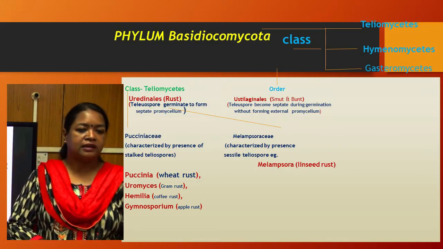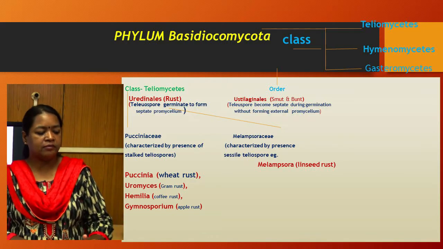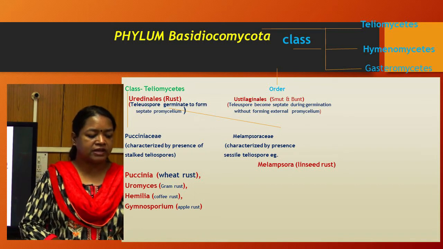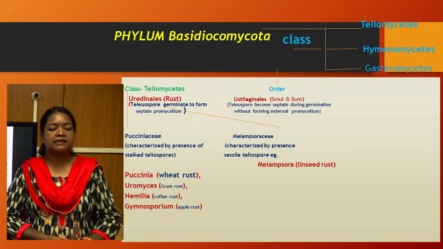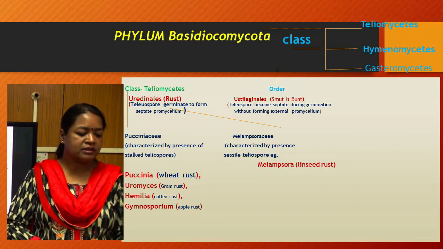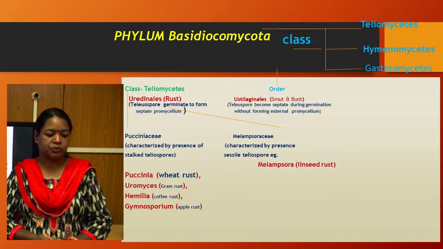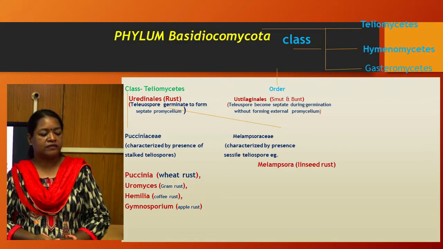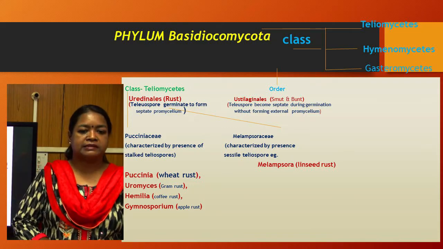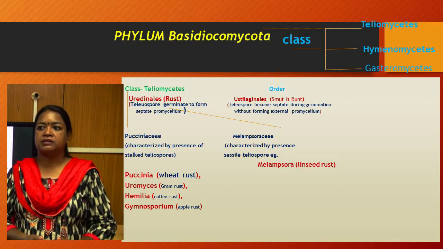In Uredinales, teliospore germinates to form septate promycelium. The rust fungi are divided into two families, Pucciniaceae and Melampsoraceae. In the family Pucciniaceae, organisms are characterized by the presence of stalked teliospore, and the important genera of this family are Puccinia, which causes the rust of wheat, Uromyces, which causes the rust of gram, and Hemileia, the causal organism of coffee rust.